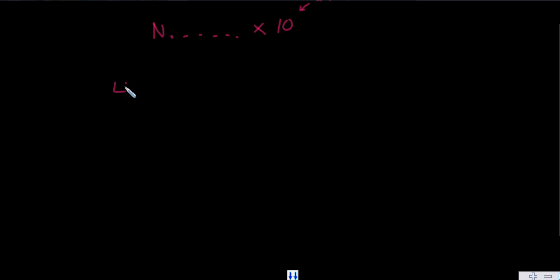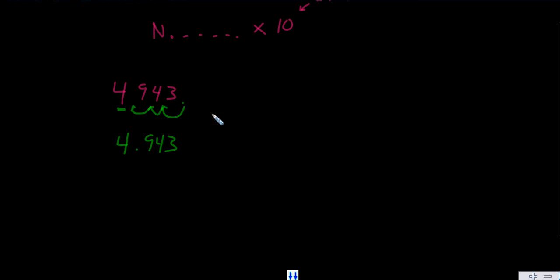Say you wanted to scientifically notate 4,943. Well, to do this, you need to realize that there is an imaginary decimal here. And so you need to move the decimal so that there's only one digit to the left of the decimal. So you need to move the decimal 1, 2, 3 times, so that you get 4.943.